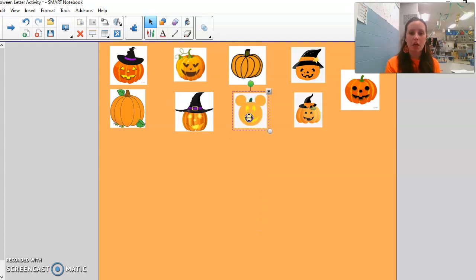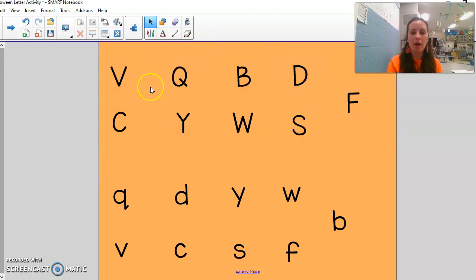Good job. All right, on your next page, you have all your uppercase letters that we've talked about. The letter V, the letter Q, the letter B, the letter D, F, C, Y, W, and S. And then you have your lowercase letters down here. So you have to match your uppercase to your lowercase letters.